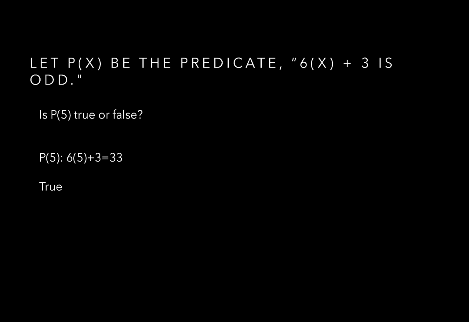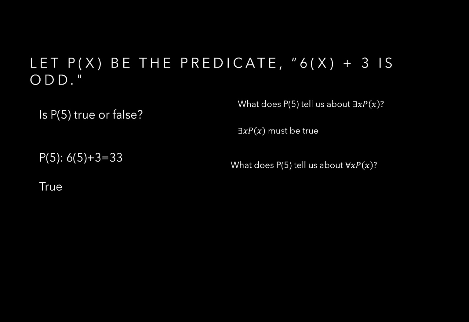Let's think about how this helps us with using our quantifiers. What does P of 5 tell us about there exists x, P of x? There exists x, P of x must be true because P of 5 was true. Let's carry that on to the universal quantifier, for every x, P of x.